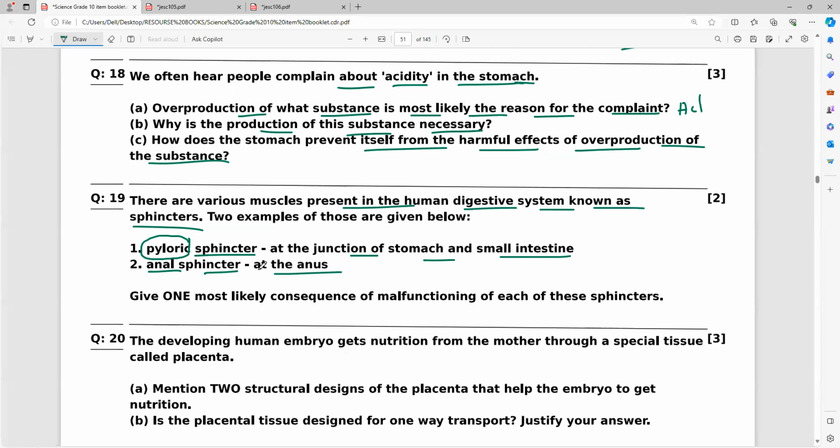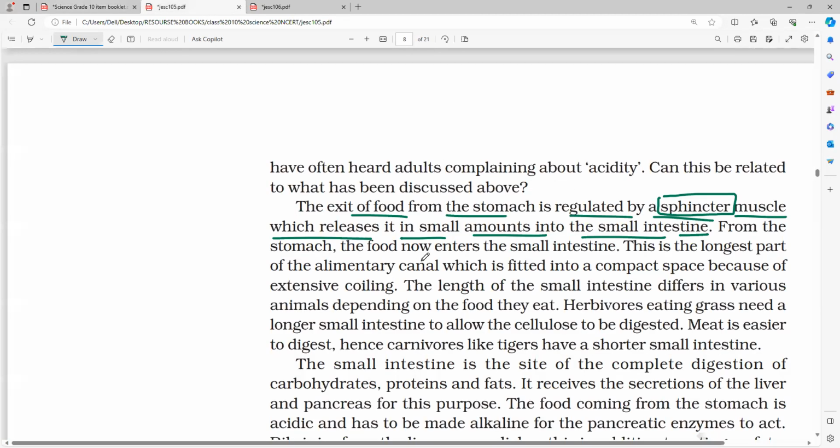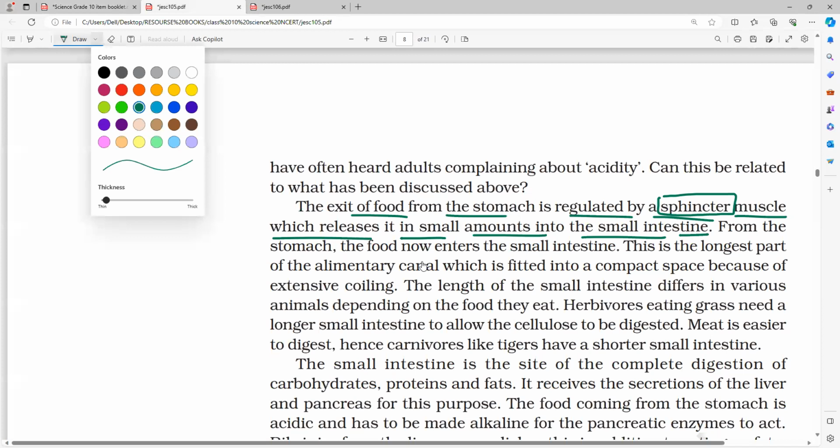Now, give one most likely consequence of malfunctioning of each of these sphincters. Malfunctioning means damage. What will happen? What is the function? You tell me. Don't just follow the answer they have given. See how to write this question. What is the use of this muscle, everybody?